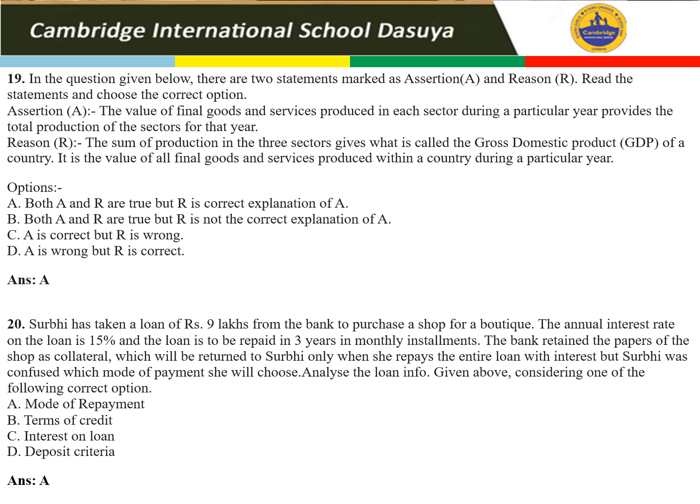Assertion, they have given you the value of final goods and services produced in each sector during a particular year provides the total production of the sectors for that particular year. So the reason behind this is the sum of production in all the three sectors gives what is called gross domestic product. So GDP कहते हैं उसको, of a country. So it is the value of all final goods and services produced within a country during a particular year. So first answer is A.